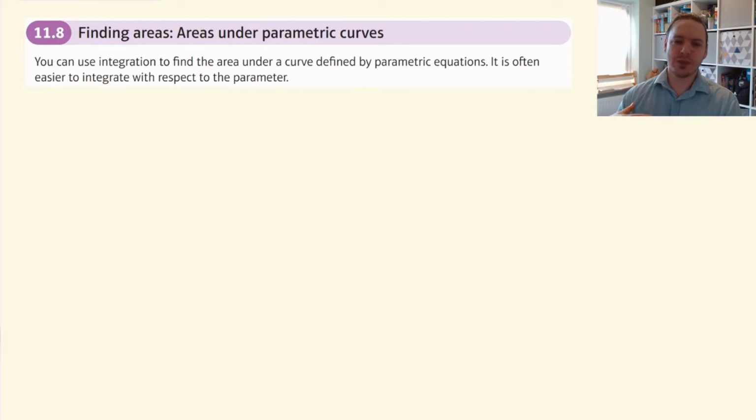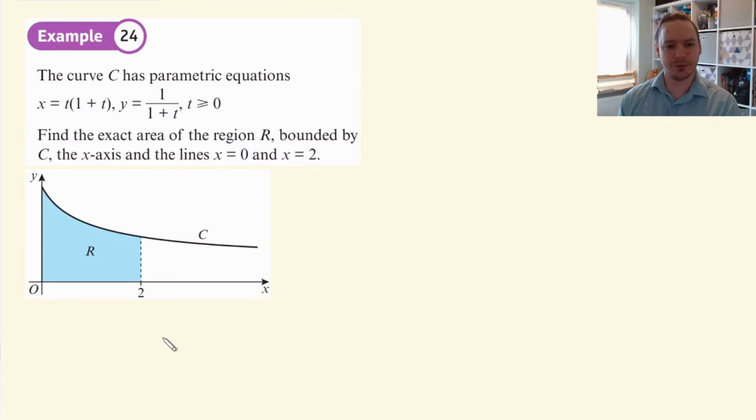Because let's just have a look at example 24. What we have is a parametric curve where x is t times 1 plus t, and y is 1 over 1 plus t. So I've got my parametric equations here. T's got to be bigger than 0, that's absolutely fine. And we've got a graph sketched of this, which is kind of helpful. So this is what my curve looks like.